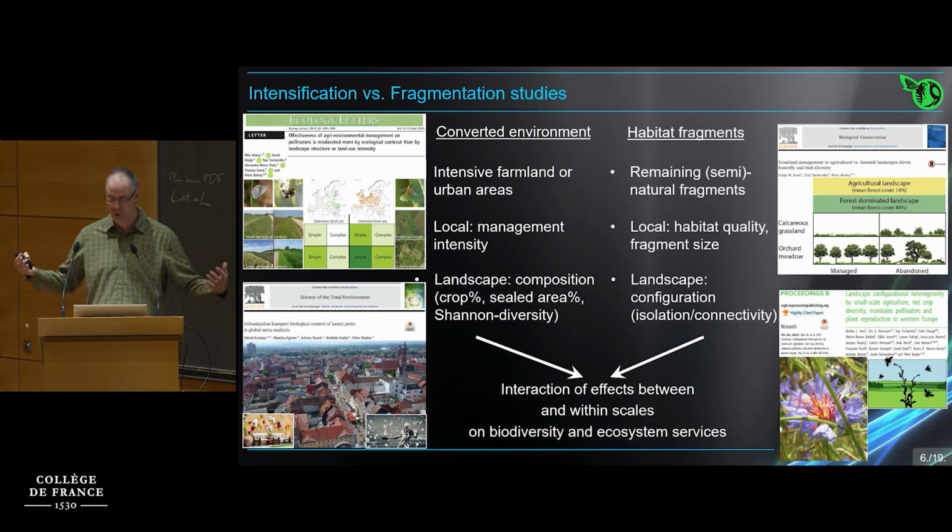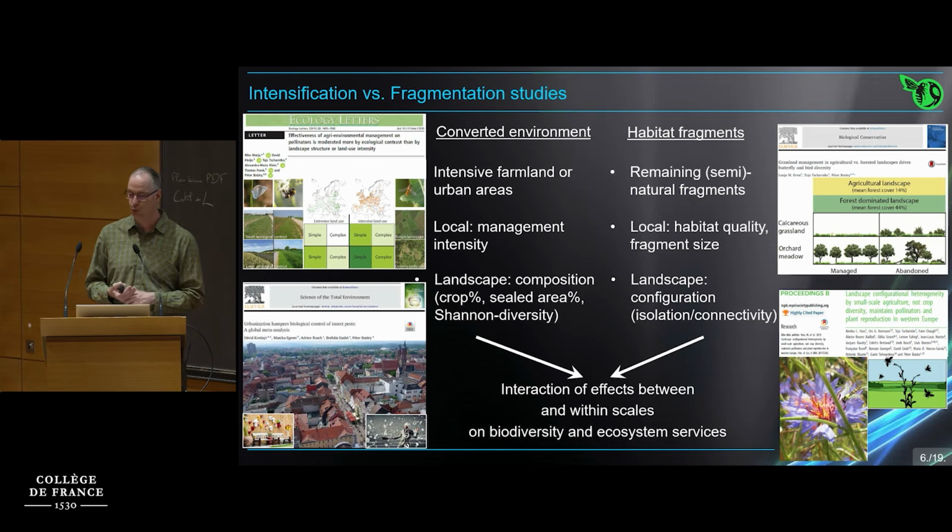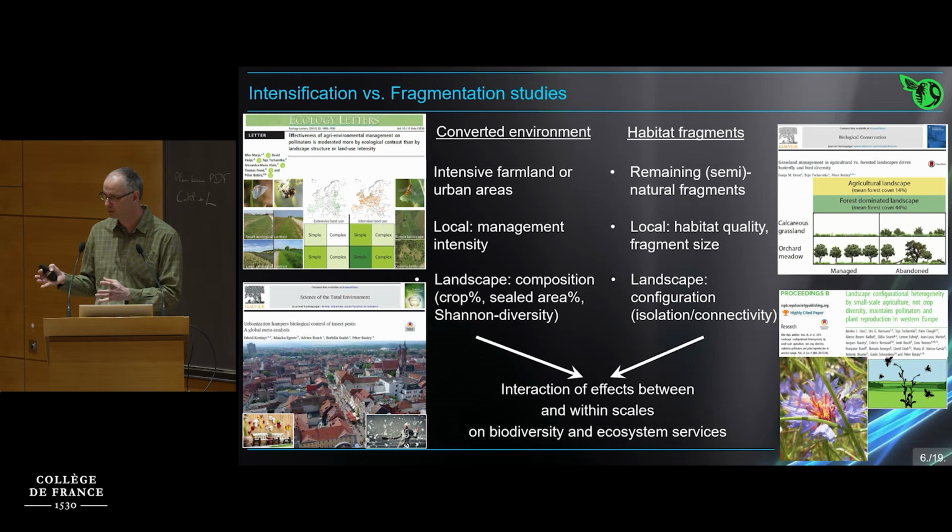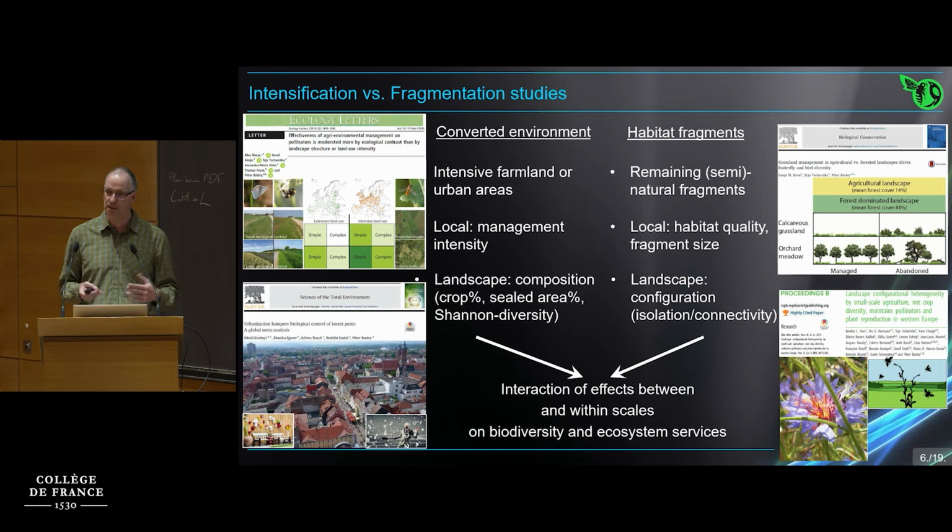So what is in the landscape: the percentage of arable land or cropland, the sealed impervious areas in urban land. On the right hand, we also do fragmentation studies. This can be fragments of grasslands, which I will show, or even parks in cities. So the remaining semi-natural fragments, we measure their quality, their size, and very often how isolated these are with a configuration metric. But what I find most fascinating is the interaction of these effects at the different spatial scales. How do they interact, amplify, or neutralize each other's effects on biodiversity and ecosystem services and functions?